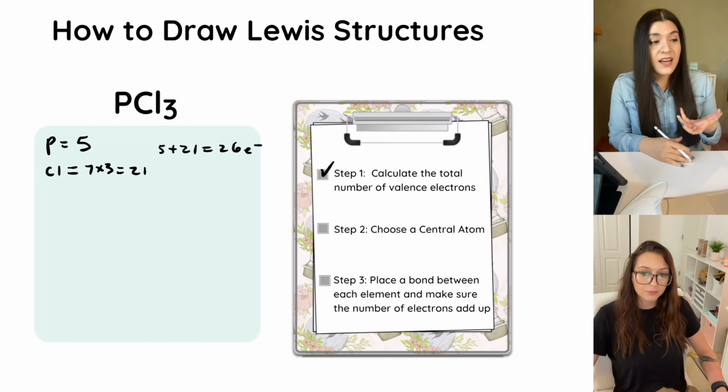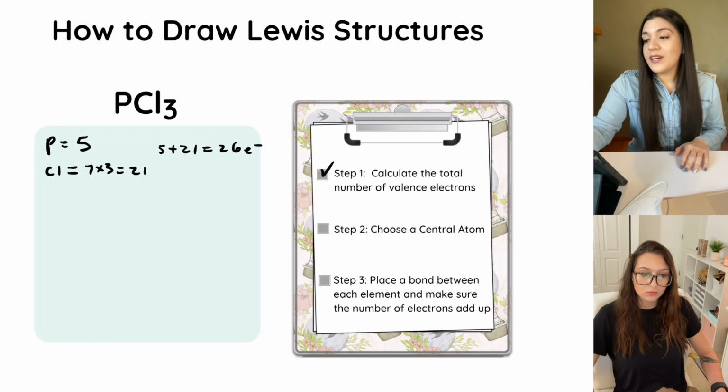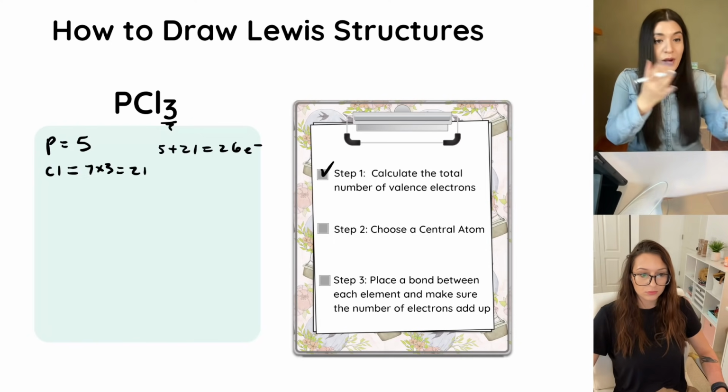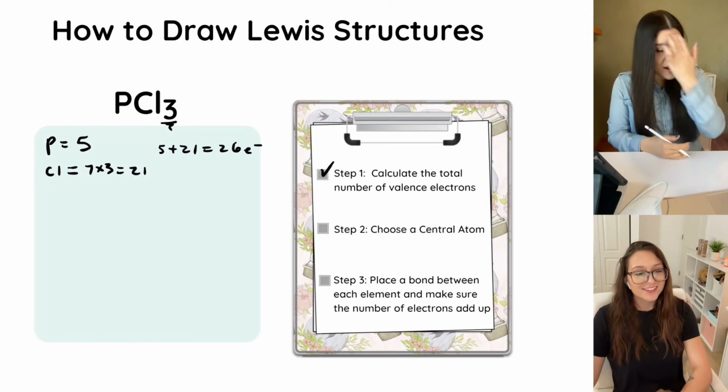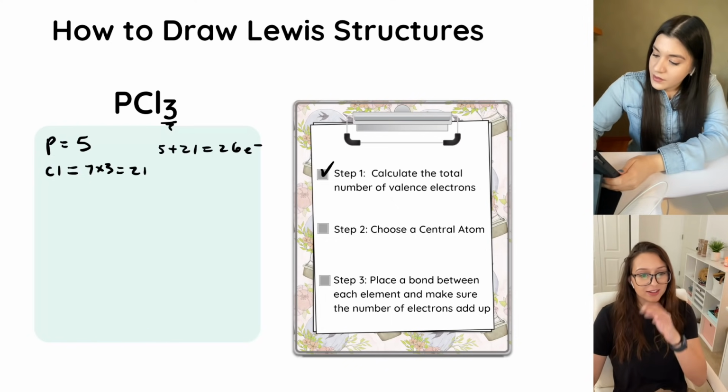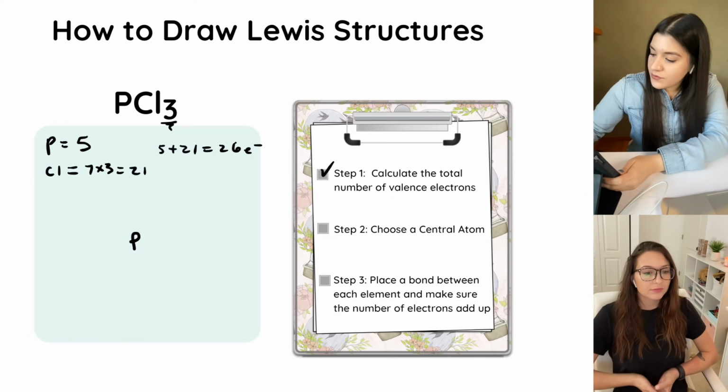For this case, we could have just seen that phosphorus is by itself. And the fact that there is a 3 subscript tells us that there's going to be 3 chlorine surrounding the phosphorus. Oh yeah, so you can just look at it now. Right. Okay, that makes sense. So our central atom is phosphorus.